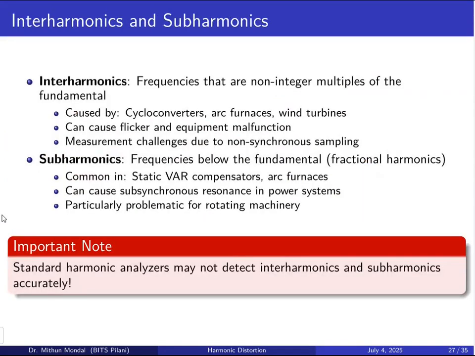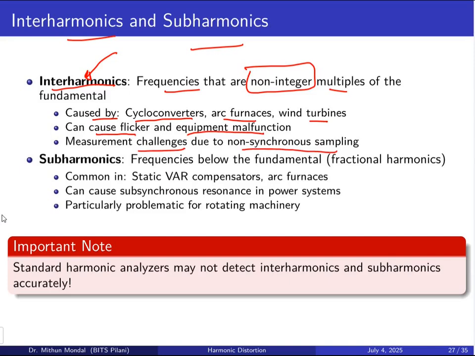with the corresponding standard. There are something which is known as interharmonics and subharmonics. What are these? Interharmonics means the frequencies that are non-integer multiples. So when we talk about 2, 3, 4 and 5, they are basically the integers. If you have non-integers like in the decimal point 2.5, 3.5 and so on, they will result in the interharmonics. So these are generally caused by devices such as cycloconverters, arc furnaces and wind turbines. These cause flicker and equipment malfunctioning. So the measurement challenge is due to non-synchronous sampling.